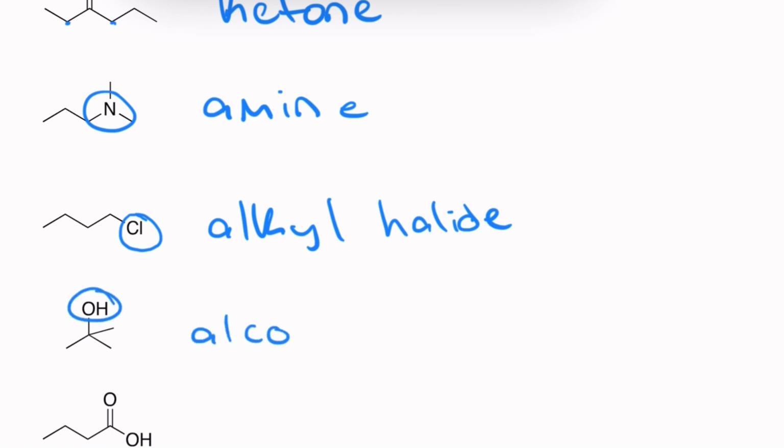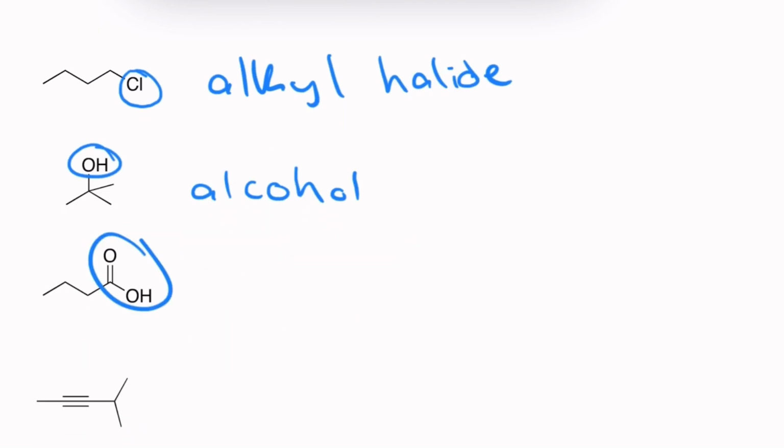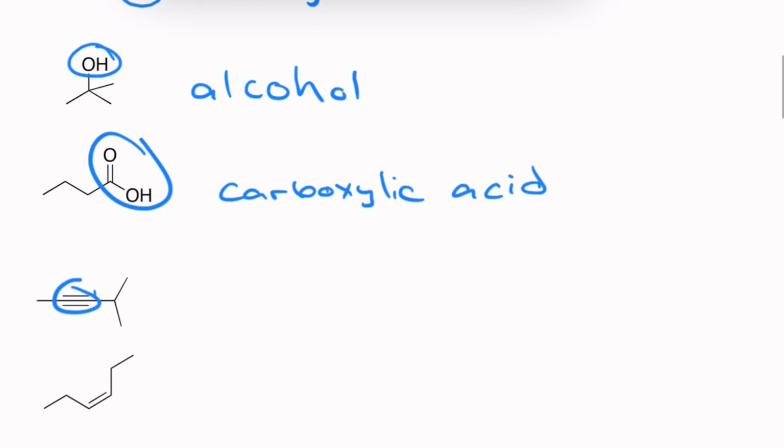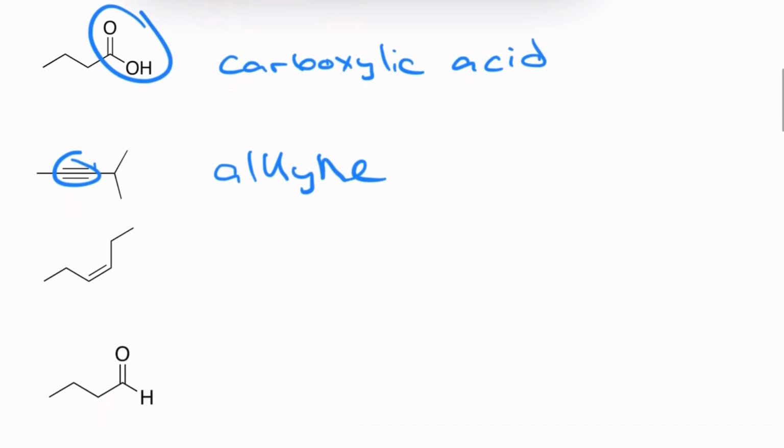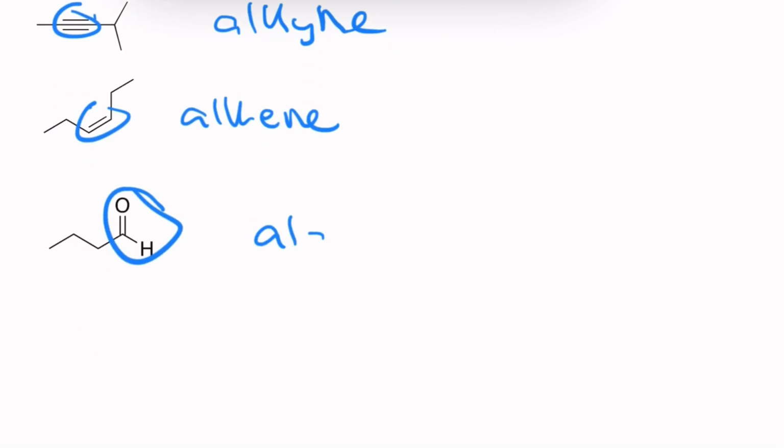Another alcohol. The next one is carboxylic acid. Circle the functional groups if you need to. That's an alkyne. There's an alkene. Don't really worry about alkanes that much, unless specified. And the last one's an aldehyde.